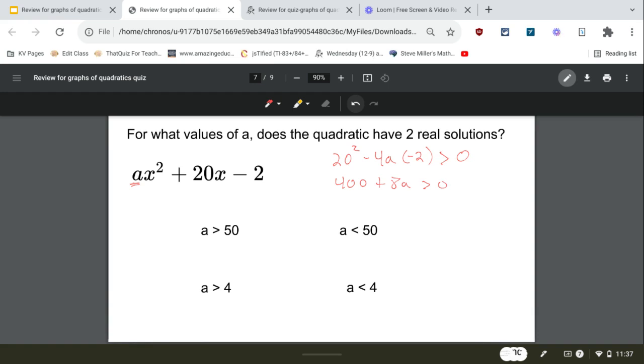What we'll do is move the 400 to the right side. So I got 8a is greater than negative 400. Then divide by 8, and you'll get a is greater than negative 50. Oh, so none of these were the correct answer. There we go. It's supposed to be negative 50. If right here we had divided by a negative 8 instead of a positive 8, just remember you have to flip that inequality symbol, if that happens.